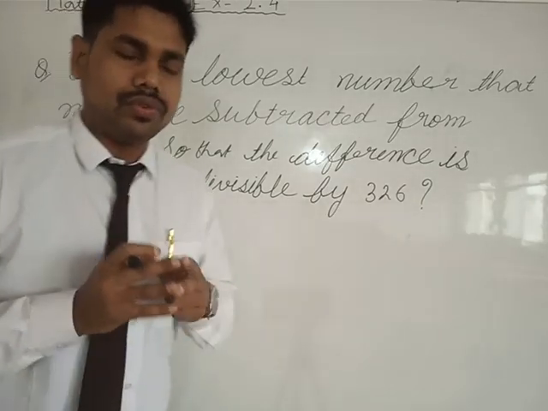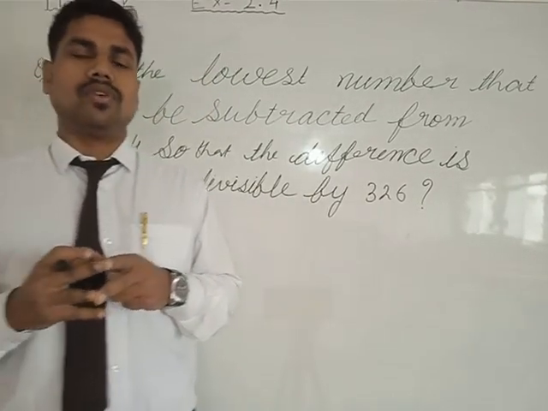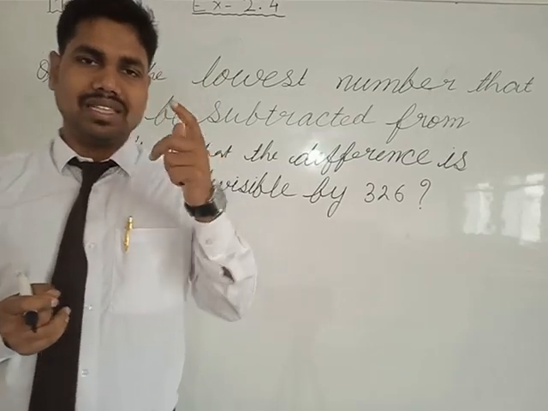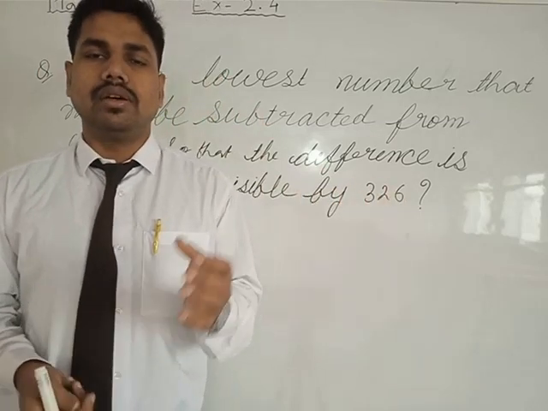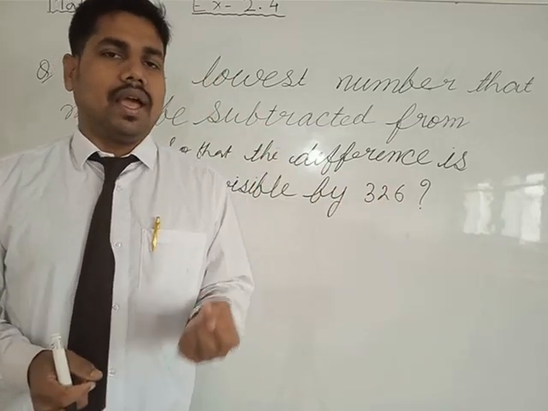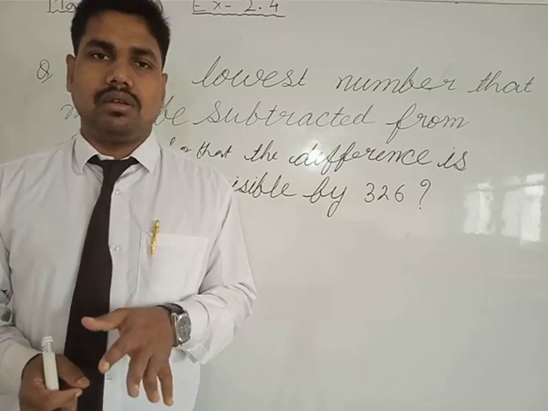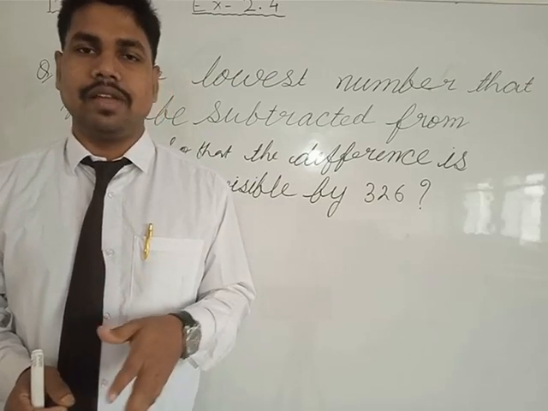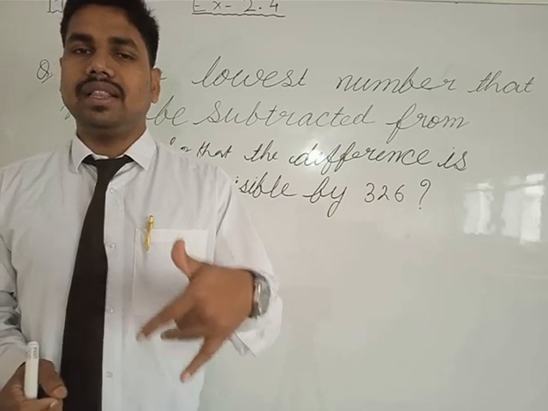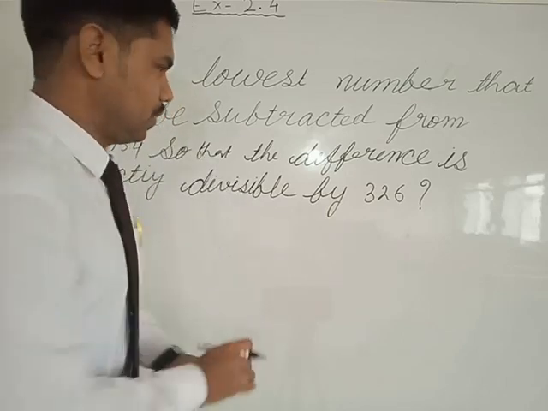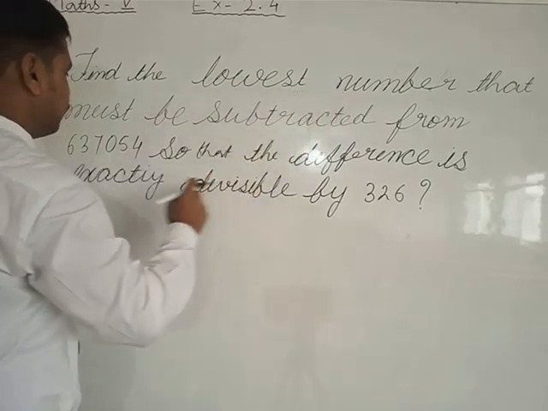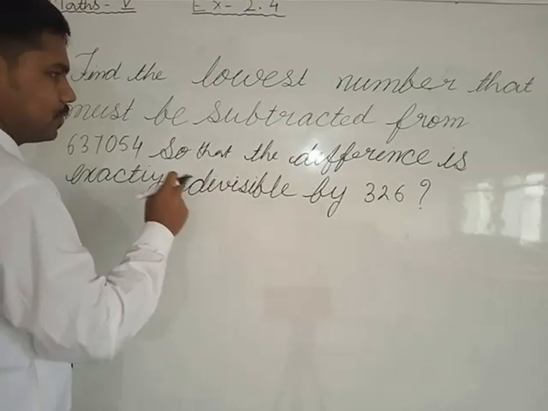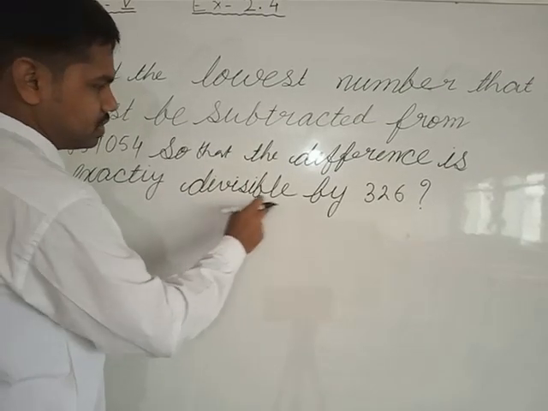So next question, which is a word problem. For a word problem, as I told you all previously also, whenever you feel the word problem is slightly difficult, try to relate it with the simplest one first. The problem happens because you are not able to understand the word problem. So first read it, try to understand what it is asking. If you are not able to, relate that word problem with a simple problem. Here the question is: find the lowest number that must be subtracted from this so that the difference is exactly divisible by this.